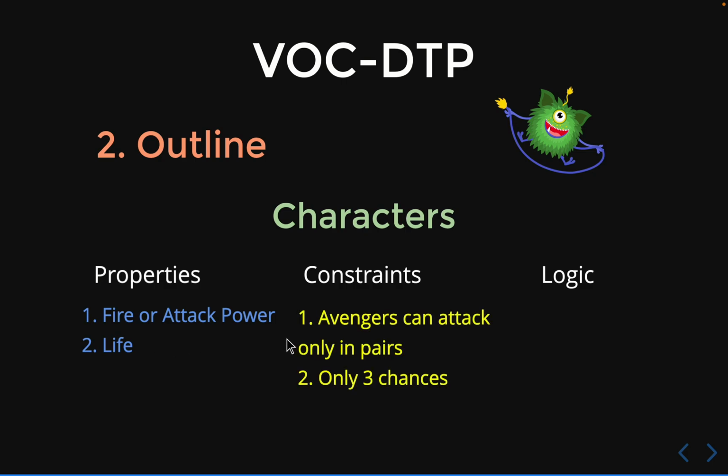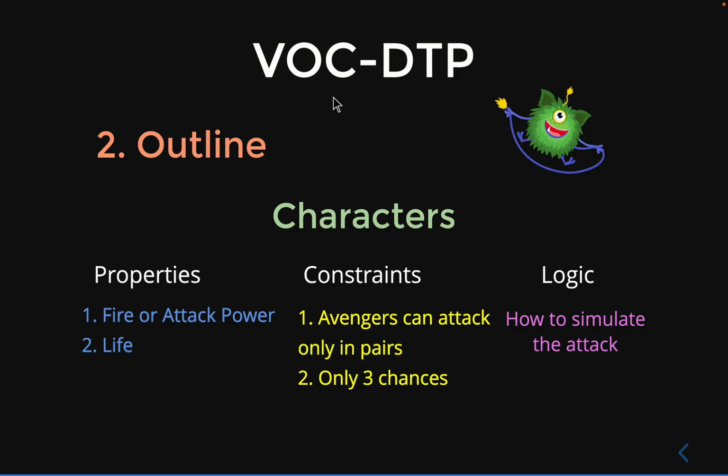The constraints are, the first one that we saw, Avengers can only attack in pairs. So at a given time, only 2 Avengers can attack. A single Avenger cannot attack, and more than 2 Avengers also cannot attack. And Avengers only have 3 chances of defeating Thanos. So this is where we are just trying to outline how our characters are going to look like. The last and the most important part is, can we come up with some kind of logic where we can simulate the attack? Now let's go back to our code editor and let us see how we can translate all of these things in our step number 3. So as you can see, the step number 3 is to actually code.